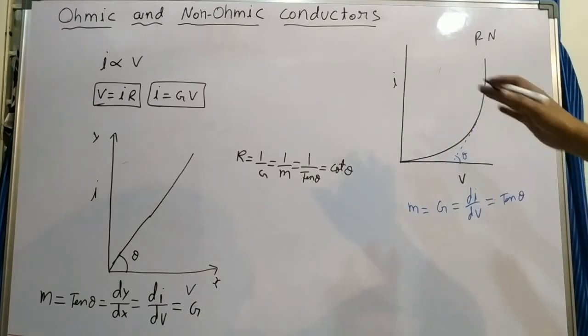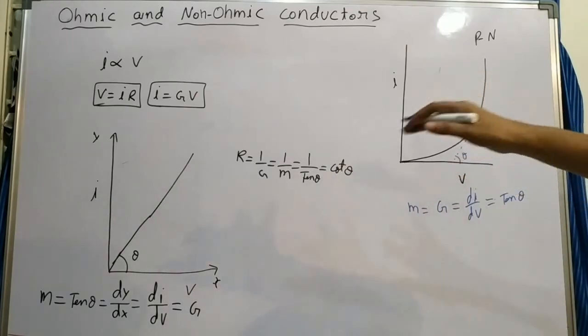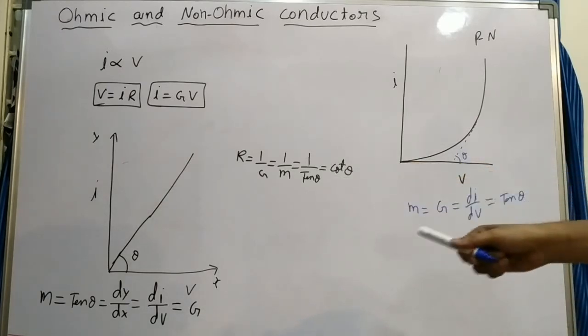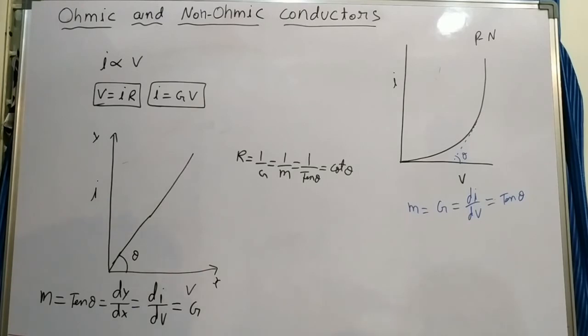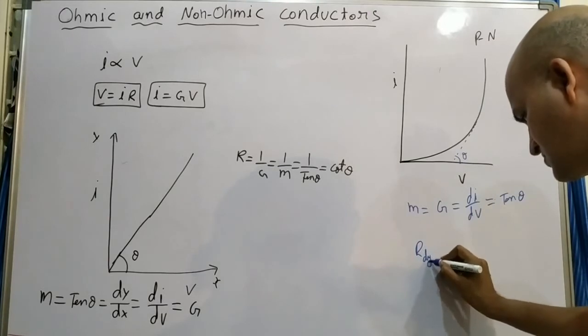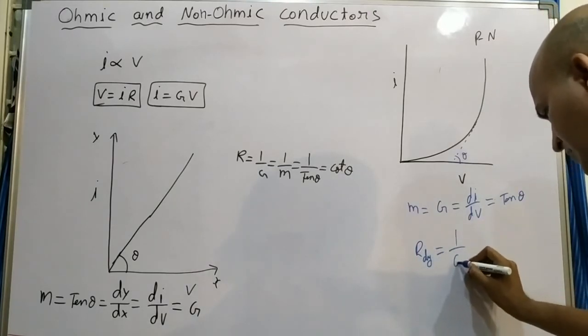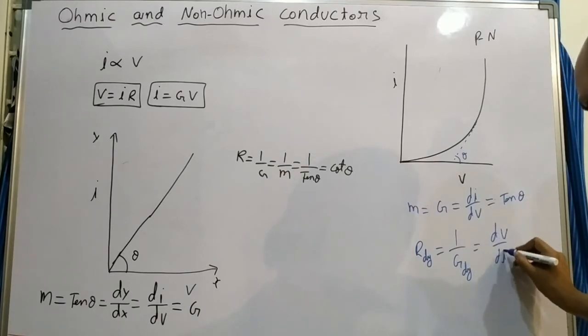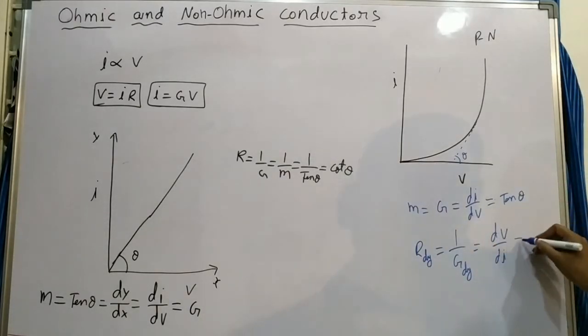That is the reason I is proportional to V is not valid here. For ohmic conductors, I is proportional to V and you get a straight line. Here it is a curved line. So these types of devices have a dynamic resistance, not a fixed resistance. In this case, R dynamic is equal to the reciprocal of G dynamic, which is equal to dV by dI at that particular point, that is cot theta.